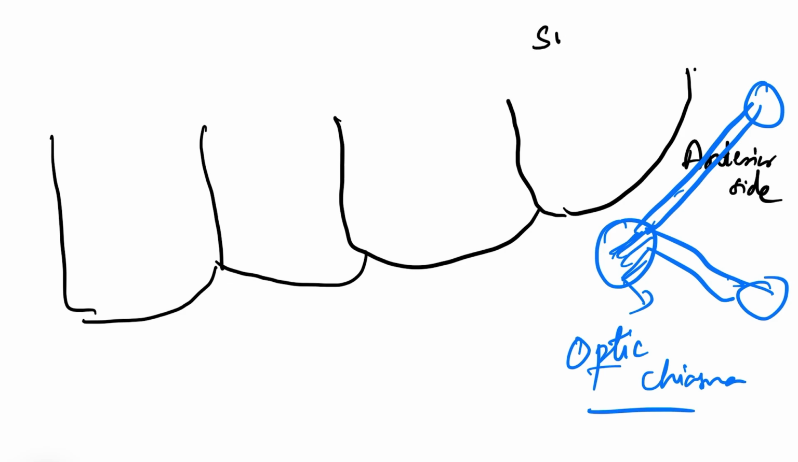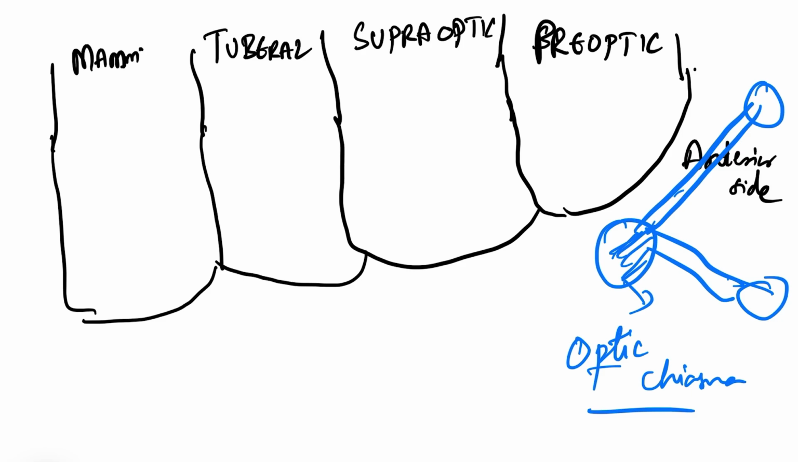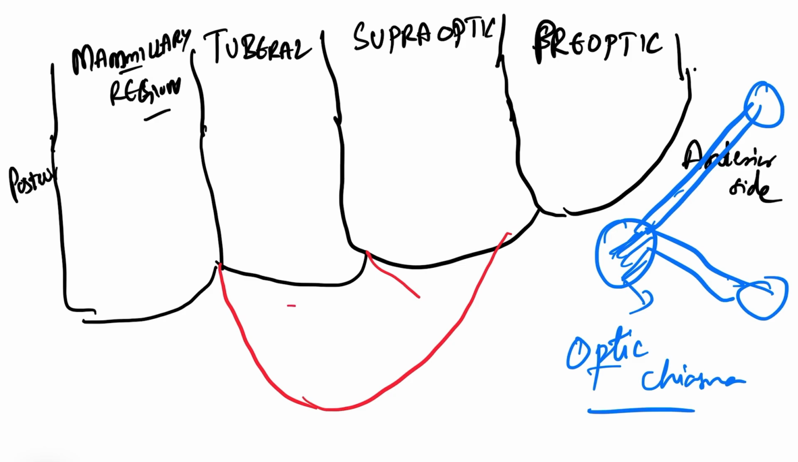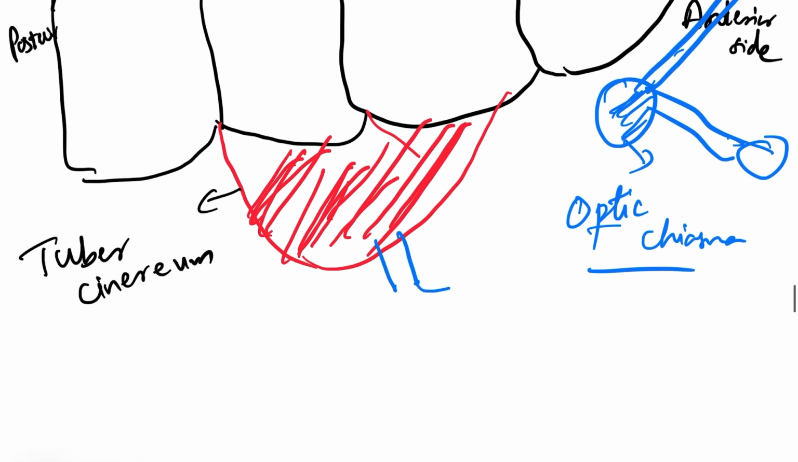It is divided into the preoptic region, then posterior to this the supraoptic region, then the tuberal region and the mammillary region. This is the posterior-most part, the mammillary region. If we see the inferior section, the tuberal region is continuous as a median swelling inferiorly. Just now we have studied it, it is called the tuber cinereum, and this tuber cinereum is continuous as the infundibulum and finally the pituitary gland.